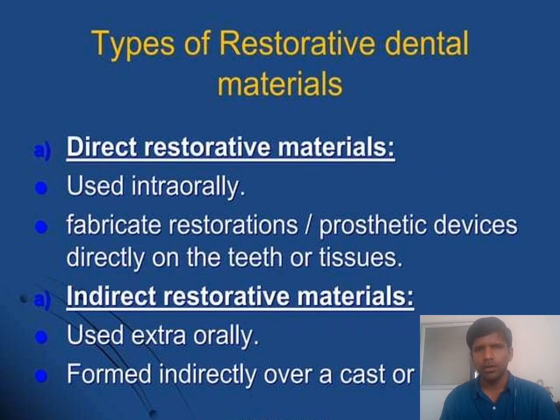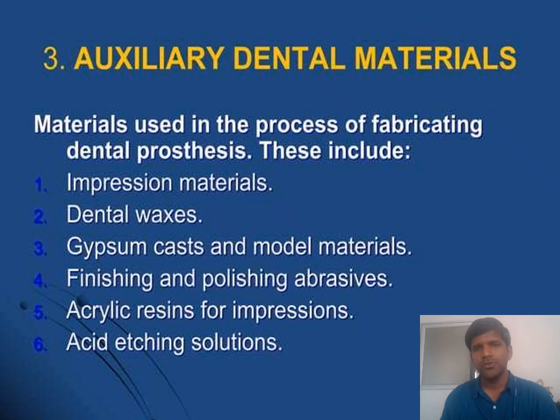Coming to the direct restorative materials, they are used intraorally. They are used to fabricate restorations or prosthetic devices directly on the teeth or tissues. Coming to the indirect restorative materials, they are used extraorally. They are formed indirectly over a cast in the laboratory. Coming to the auxiliary dental materials, these are materials used in the process of fabricating dental prostheses.